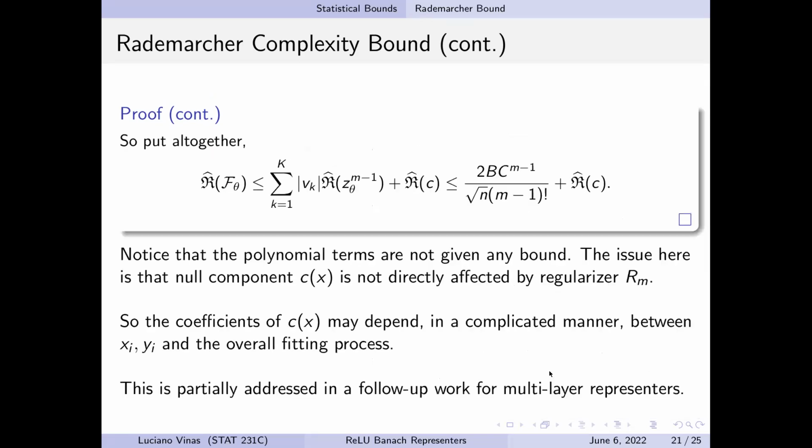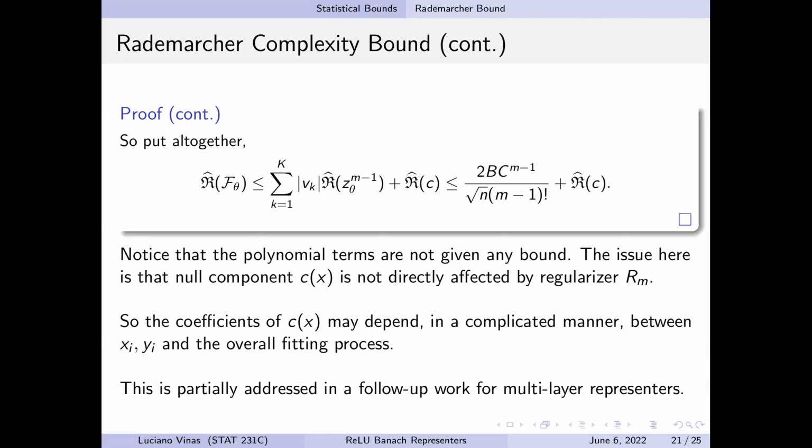Okay, so we're almost there. But lastly, just going over very briefly, you can imagine that for the whole function space, we can upper bound it by the sum of these v_k's absolute value with its complexity of the polynomial term plus this null polynomial, right? Which here we've evaluated as c_{m-1} over this factorial times B, where B was now the sum from the v_k's. This polynomial complexity we still haven't touched, right?